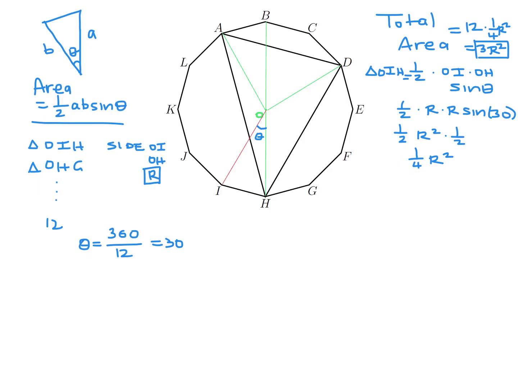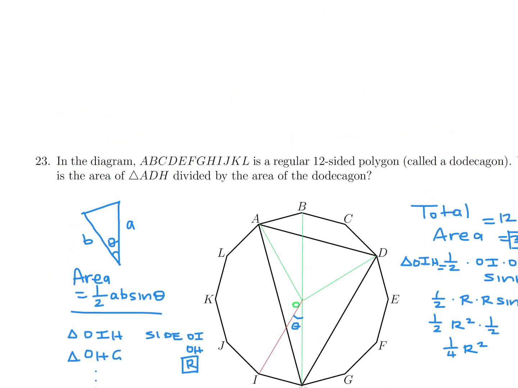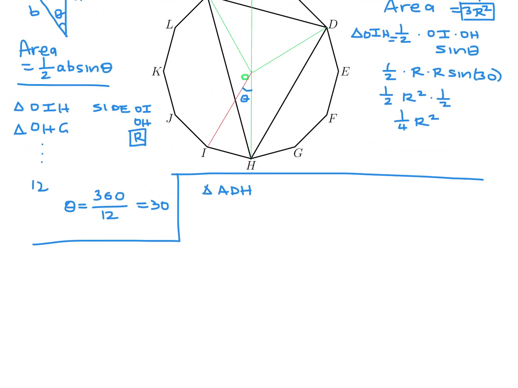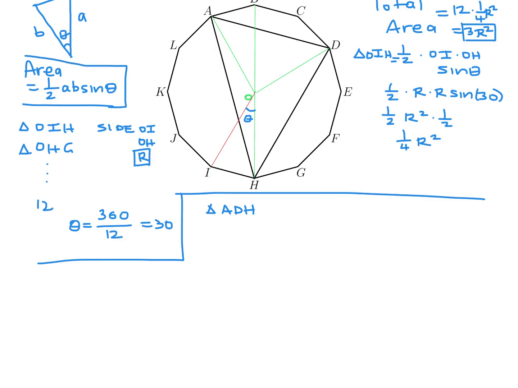Okay, moving right along. Now we have to figure out the area of that shape that they're calling triangle ADH, right? Let me just double check here. Yeah, ADH. Antidiuretic hormone, if those of you know what that means. Okay, so how do we do that? Well, same formula right here, but it may not be as obvious. So we're going to break it up into 3 triangles.